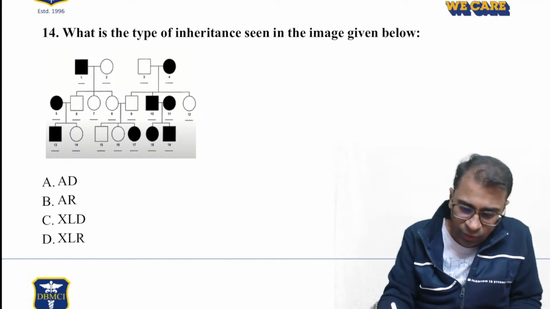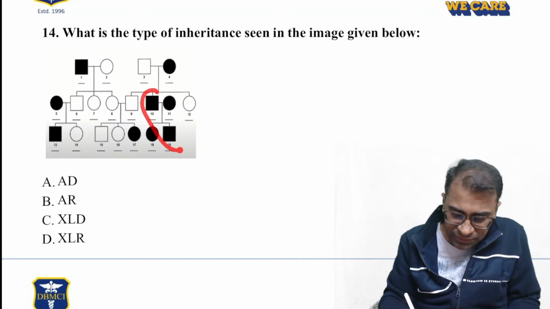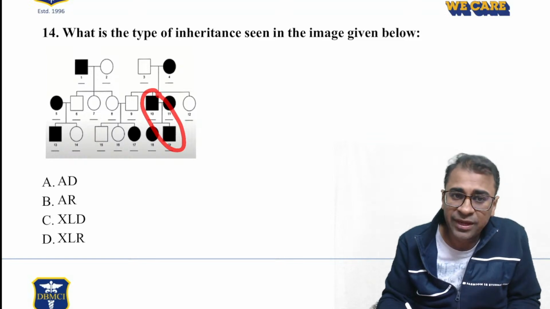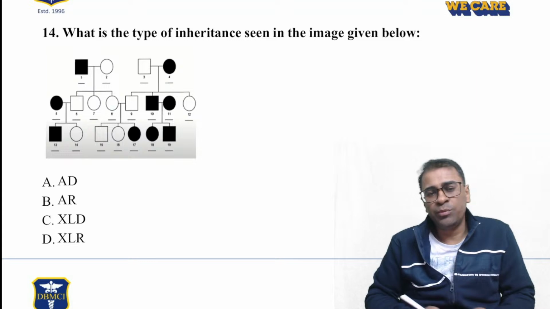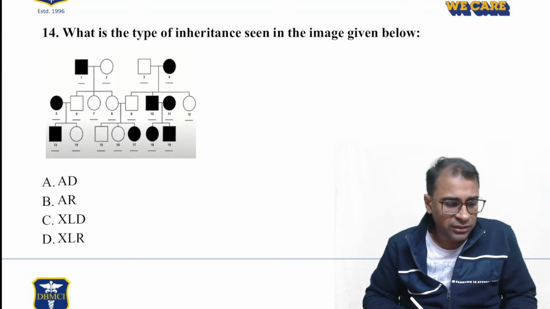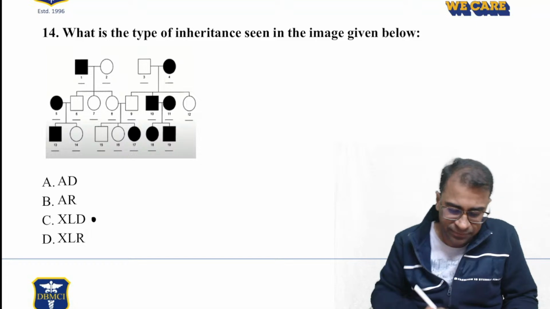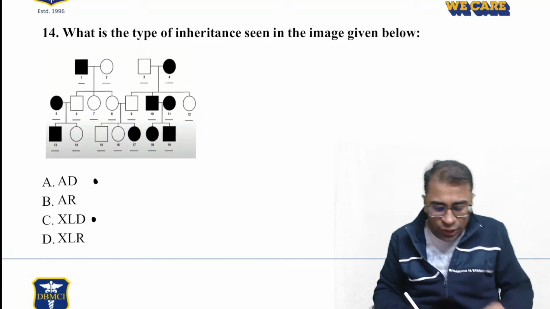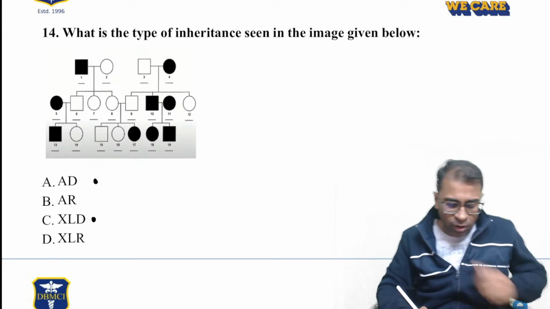When you see a male transmitting to a son, this doesn't look to be a case of X-linked, right? There's no generation skipping. So what is it? It surely is a case of dominant inheritance. Now it can be AD or it can be XD. What will it be?